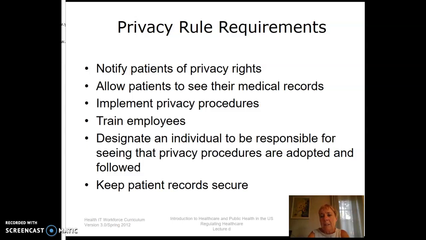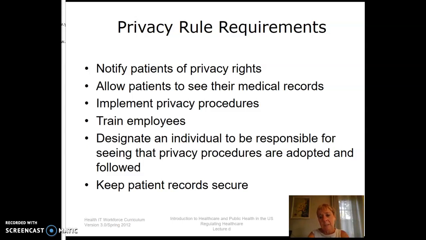HIPAA requires all healthcare covered entities to notify patients of their privacy rights and allows patients to see their medical records. It says you have to have privacy practices in-house at your facility, that you have to train employees on HIPAA, and you have to designate an individual to be responsible for seeing that privacy procedures are adopted and followed. And you have to keep records secure.